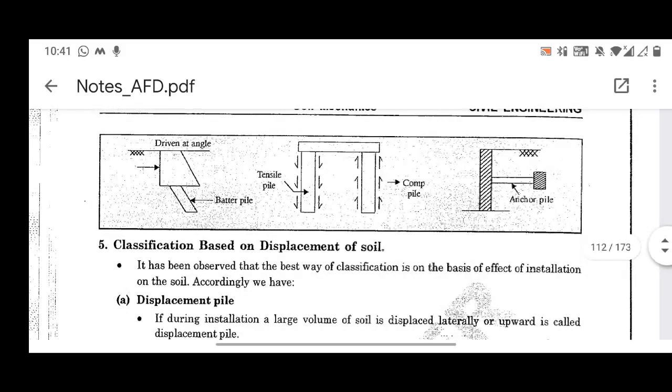Because you can easily see behind the retaining wall, or I'll not call this a dam, I'll call this a retaining wall, right? Because this retaining wall is retaining the soil. So behind the retaining wall, you can see the horizontal force is coming onto the retaining wall, and the pile that is installed at some inclination beneath this retaining wall. You can see such piles are known as batter piles because these piles are resisting the horizontal load.